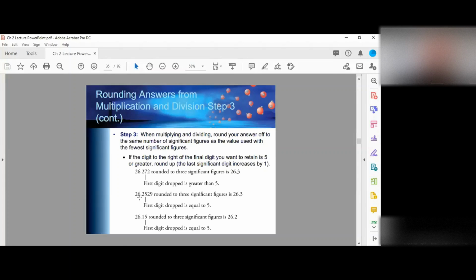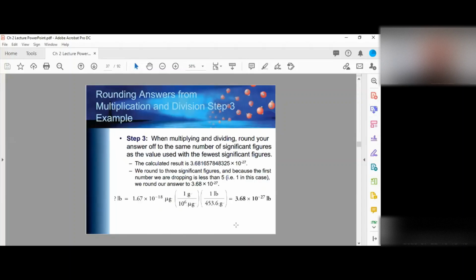What if it's exactly 5? And I have 26.2529, and want to round it to 3 sig figs. Same story again. I go to my third sig fig, which is 2. I look what's after it. I have a 5. It allows me to round it up to the higher number, which is 3. Same thing here, 26.15. I want to round it to 3 sig figs. Here's a 1. There's a 5 after it. It gets rounded up to 26.2.